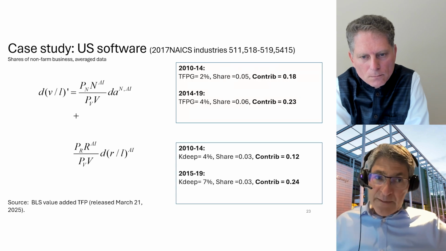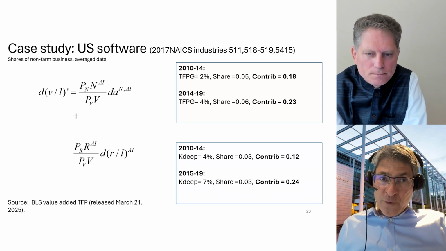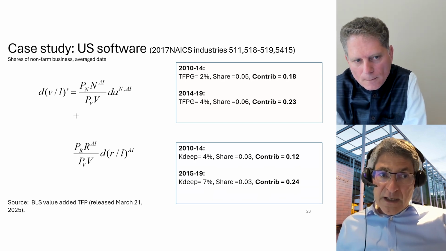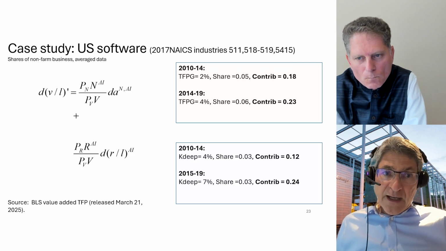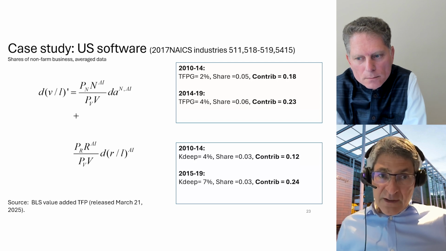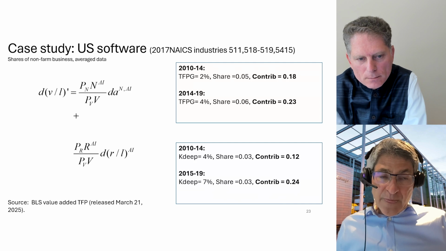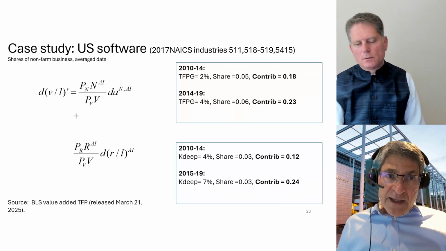What about capital deepening? Capital deepening of software is proceeding at a heck of a pace in the US. 4% in that early period, 7% in that later period, and then you can see the contribution there as well. So these are quite big numbers already before the AI time.